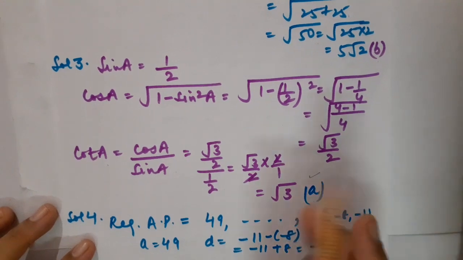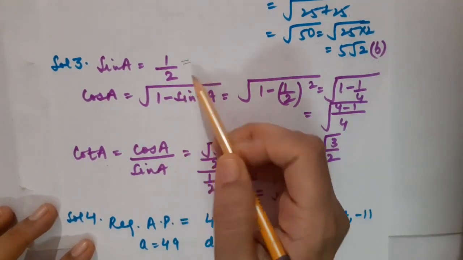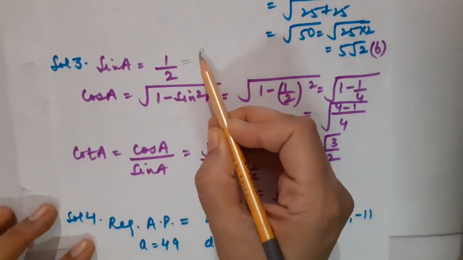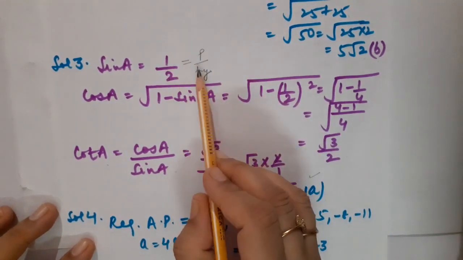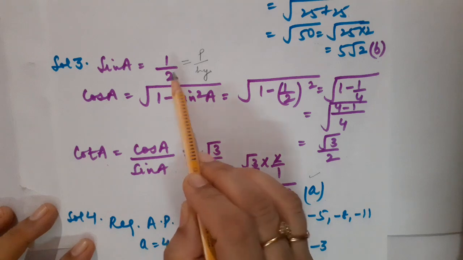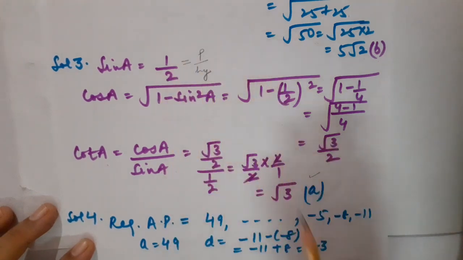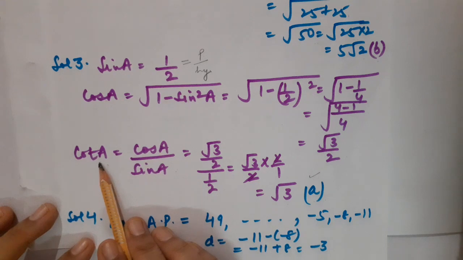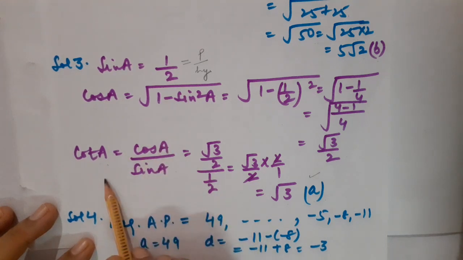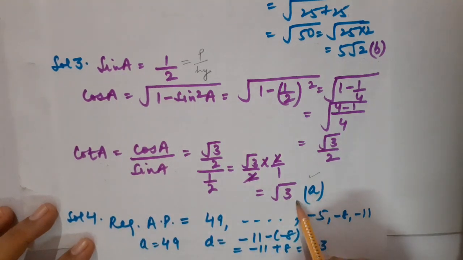Children, you can do it like this also. For example, here you are going to consider sine as perpendicular upon hypotenuse. So let perpendicular be x and then hypotenuse will be 2x. On the basis of it, you could calculate the base, and you know that cot A is base upon perpendicular. Then you could apply the formula after getting the base, and definitely the answer will be root 3. That is, A is the right option.